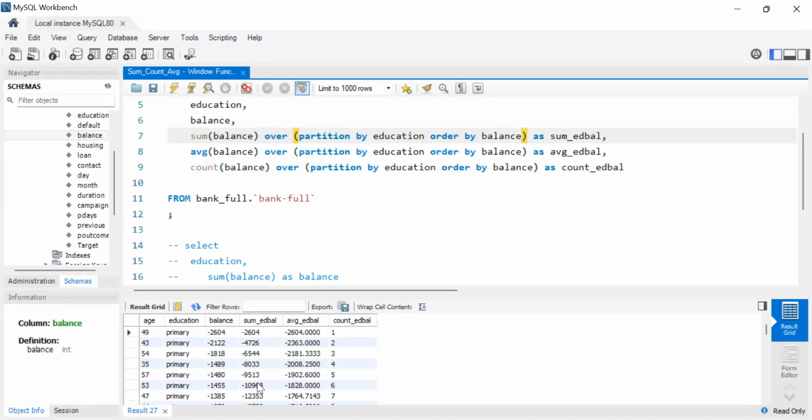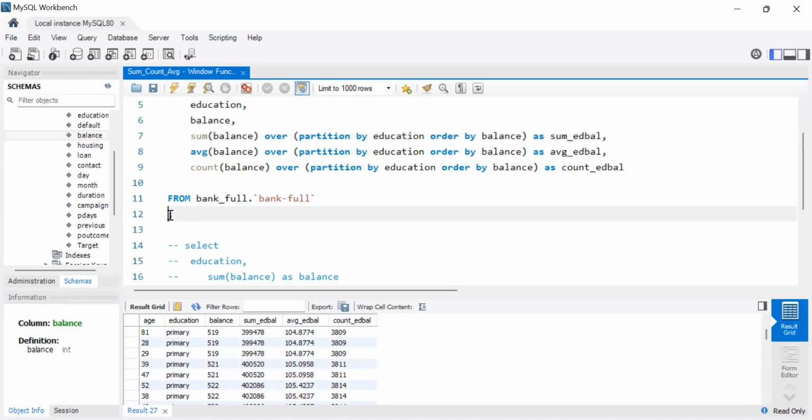If you watch it correctly, it's doing this: this is person 1, then 2, 3, 4, 5, 6. Here it's starting with 2604. Then this person owes 21, 22. So if we do 2604 plus 2604 plus 21, 22, you get 47, 26. So now to make our life easier, instead of me looking for where primary ends, let's do where education.